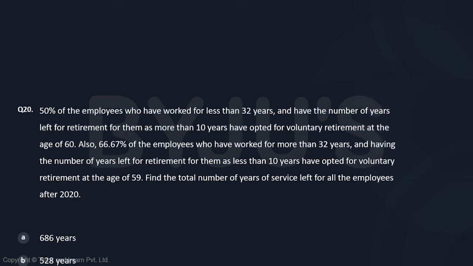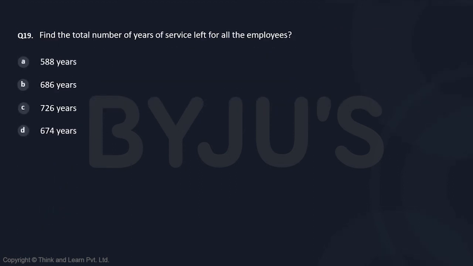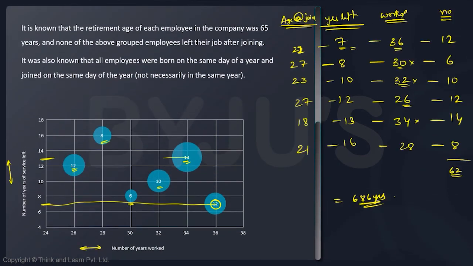Okay, so the last question. We are talking about 50% of the employees who have worked for less than 32 years and have the number of years left for them as more than 10 years. So first let's look at this. People who have worked for less than 32 and have more than 10 years left. How many people are there like that? Let's quickly take a look at it. Less than 32 and more than 10.